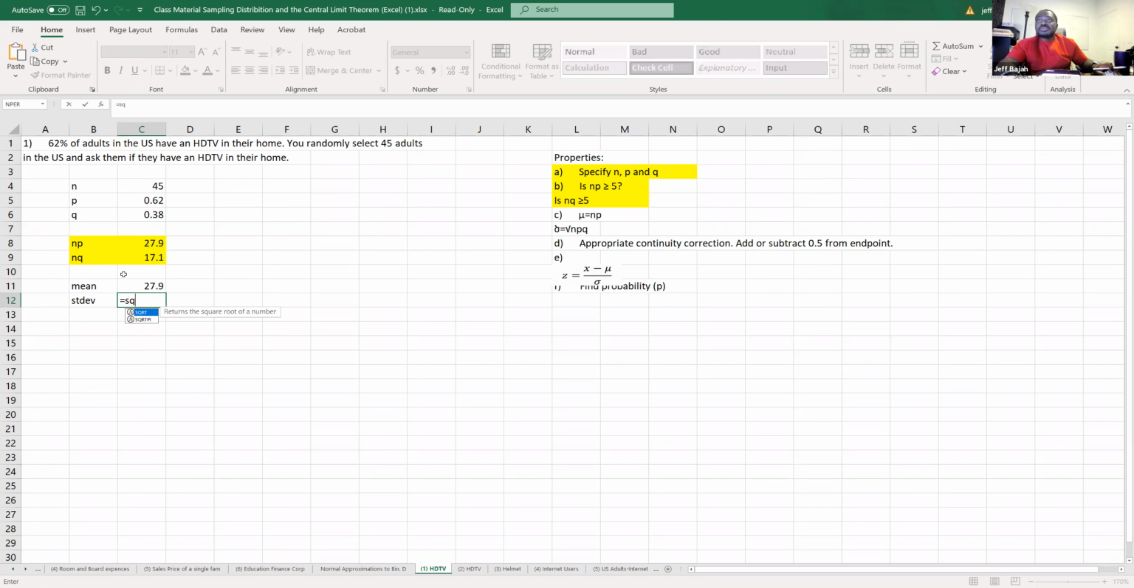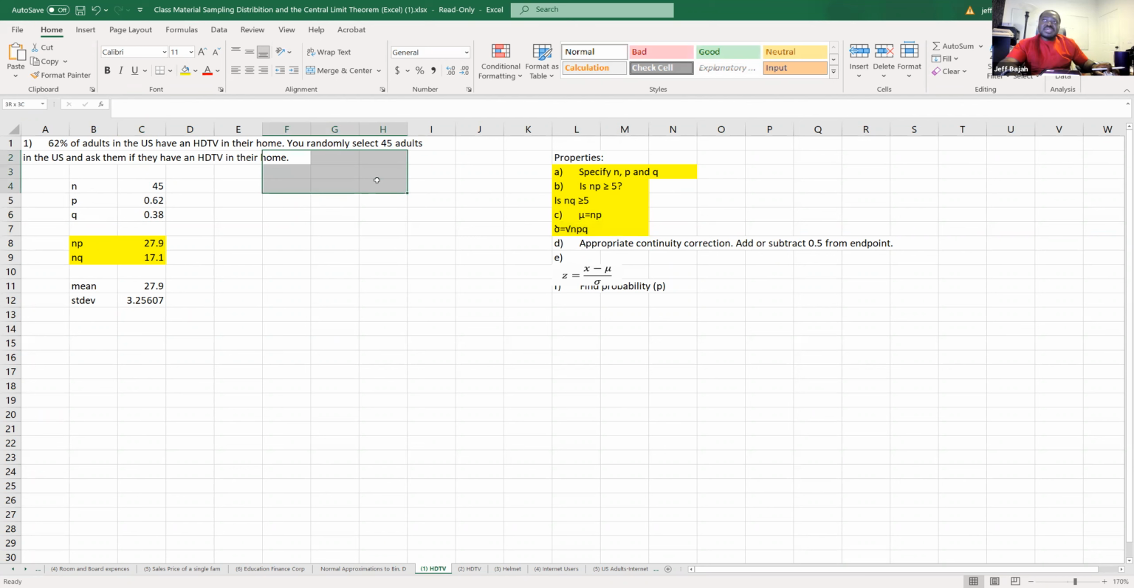So we do the square root of N times P times Q, and that gives us that. Now, this question is not complete, obviously. It's just to help you know how to set up your steps. So we have set up our 3 steps, but we weren't given anything to find. So we can't do the 4th, 5th, or 6th step. But at least this helps you understand how to do your 1st, 2nd, and 3rd steps.